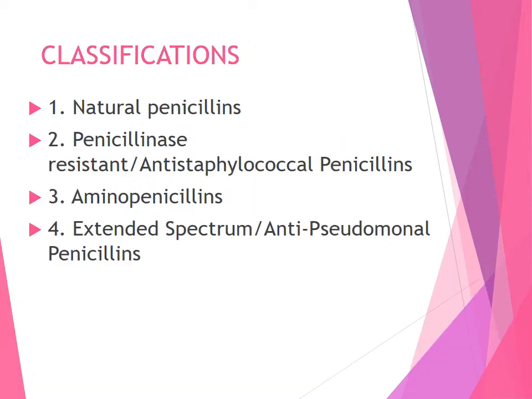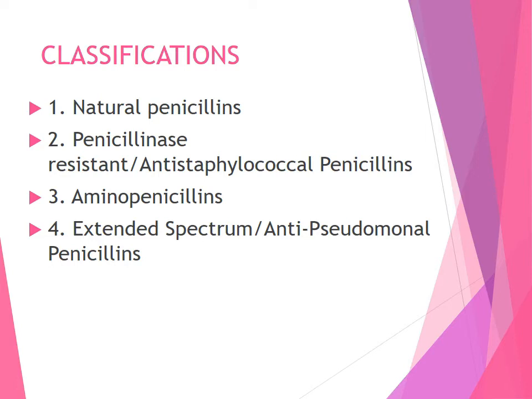Next, we have the classifications of penicillin. So we have 4 classifications. First, we have natural penicillins. Second, penicillinase resistant or anti-staphylococcal penicillins. Third, we have aminopenicillin. Fourth, we have extended spectrum or anti-pseudomonas penicillin.